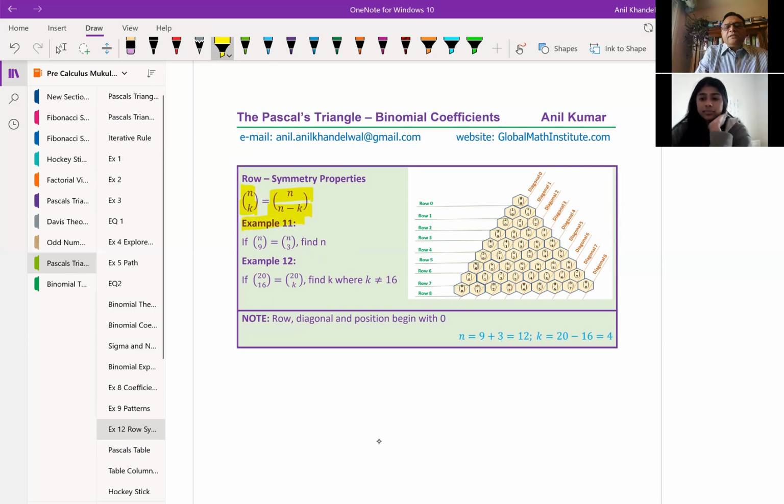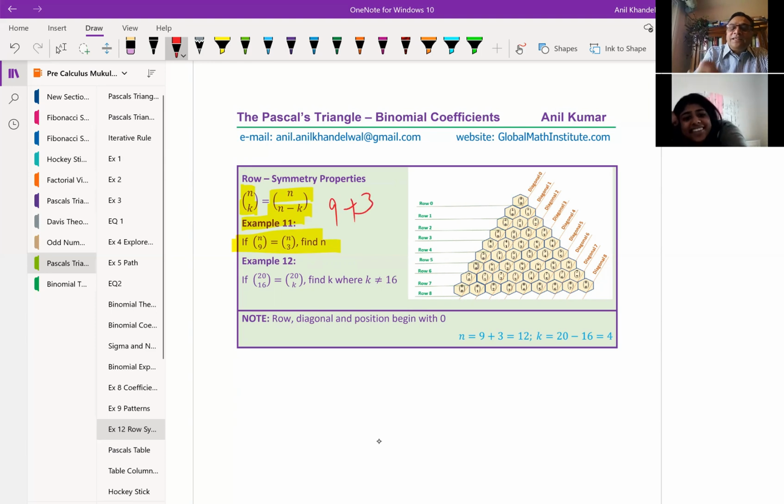So example 11 is on the same lines which we just did, but slightly different. Can you read the question and answer? If n choose 9 equals n choose 3, find n. How will you find n? So you do 9 plus 3, correct? Because 12 minus 9 is 3.